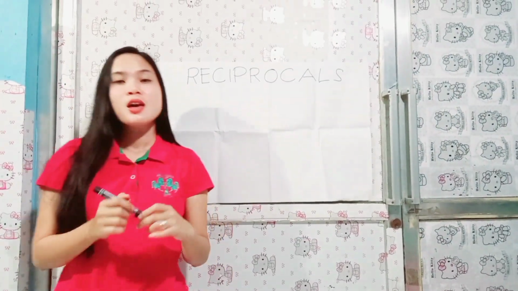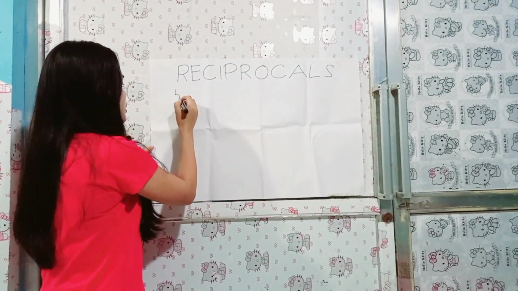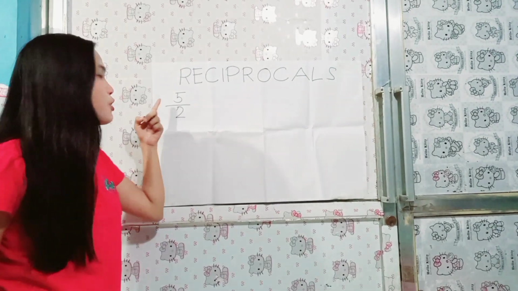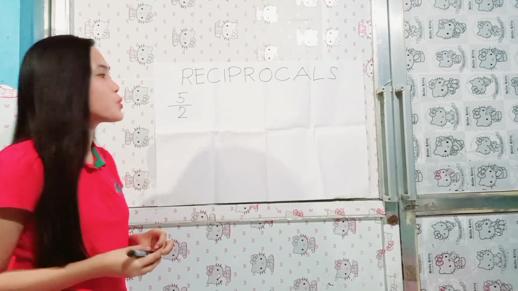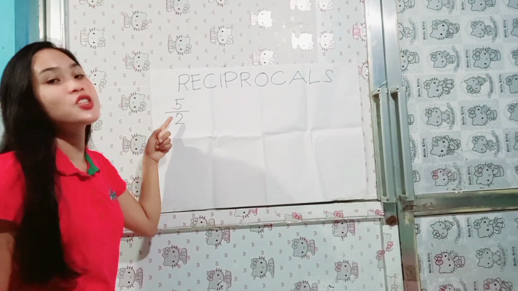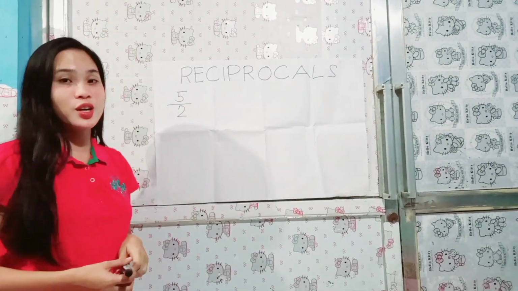Reciprocals. Reciprocals are pairs of fractions whose product is 1. Okay, so let us have an example. Let's find the reciprocal of 5 over 2. To find it, let's interchange the numerator and the denominator.